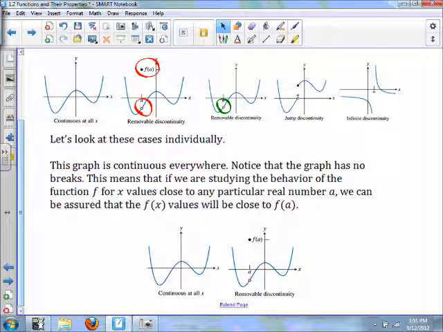This graph here on the left is continuous everywhere. Notice that the graph has no breaks. This means that if we're studying the behavior of the function f for x values close to any particular number, we can be assured that the values of the function will be close to the value of f of a.